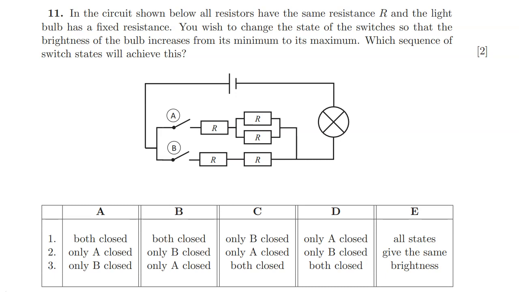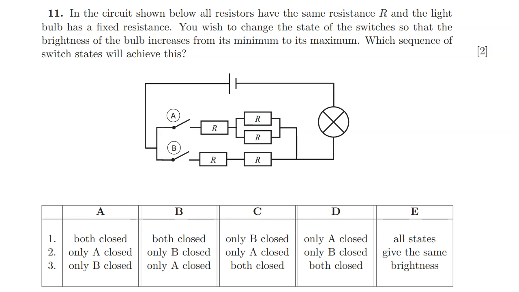Question 11. In the circuit shown below, all resistors have the same resistance R and the light bulb has fixed resistance. You wish to change the state of the switches so that the brightness of the bulb increases from its minimum to its maximum. Which sequence of switch states will achieve this?